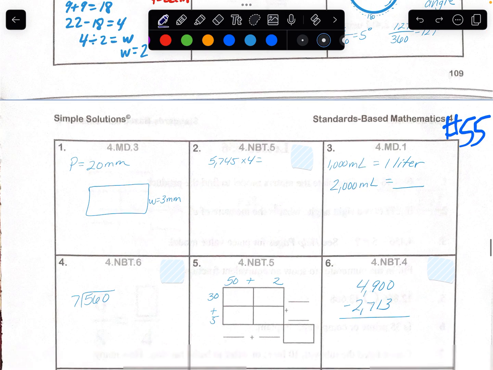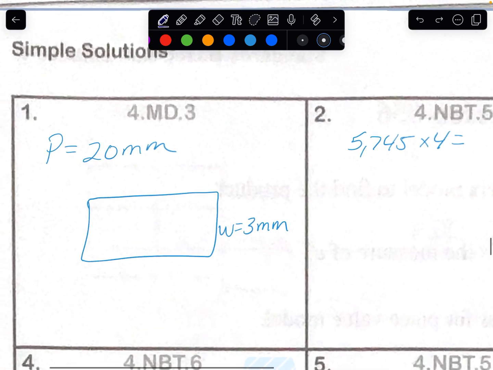This is Simple Solution 55, answers. Number 1, we are looking for the length of this rectangle. This is the information they give you. So I would plug in the information that you already know. L and L you do not know yet.